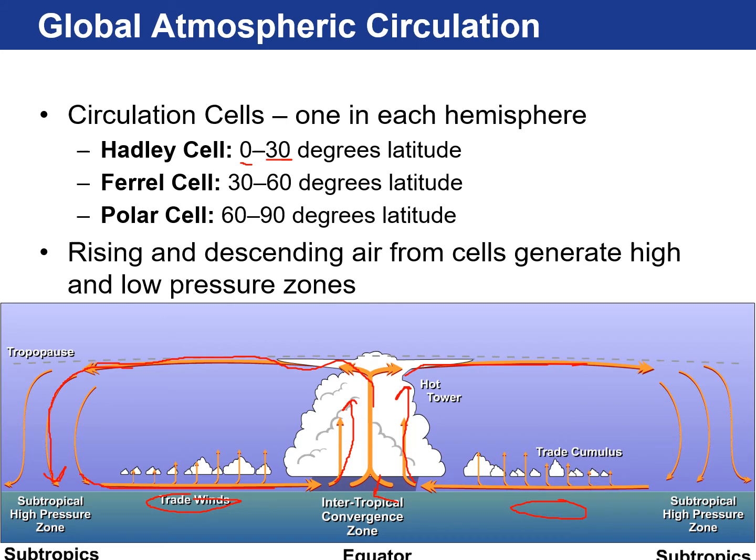All right, and then beyond 30 degrees north and south of the equator to about 60 degrees are Ferrel cells. William Ferrel was the scientist who came up with this. And then beyond 60 degrees north and south of the equator, there are polar cells. Okay, and that rising and descending air, that's what generates those low pressure and high pressure zones. Okay, so this is the equator and this is the subtropics north and south of the equator.